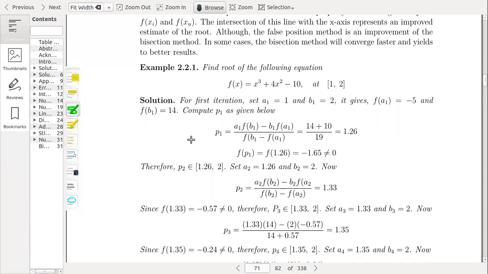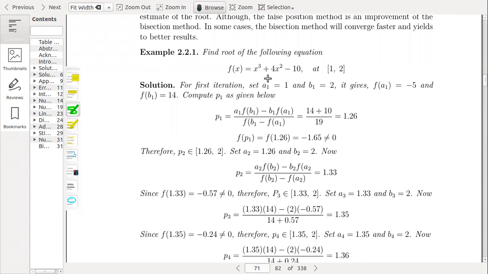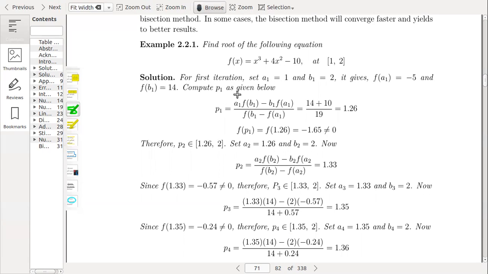Here is an example. In the example, the function is x cubed plus 4x squared minus 10 on the interval 1, 2. For the first iteration, set a1 equal to 1 and b1 equal to 2. So it gives f of a1 equal to minus 5 and f of b1 equal to 14. So compute the first point as given below, using the regula falsi method. We will get the first value 1.26, and then put this value in the function f of x. You will get minus 1.65, which is not equal to 0.